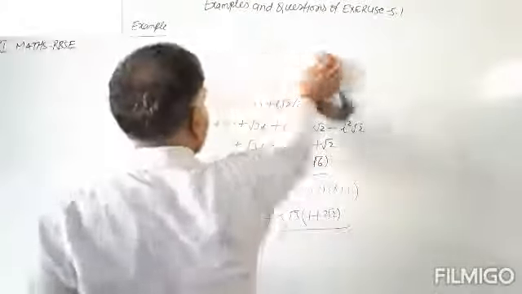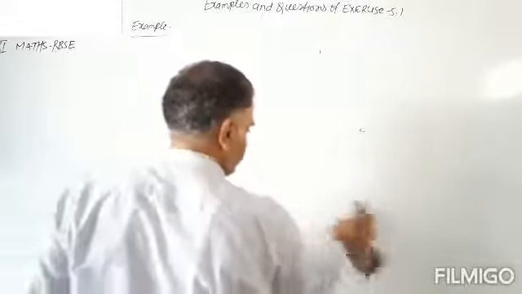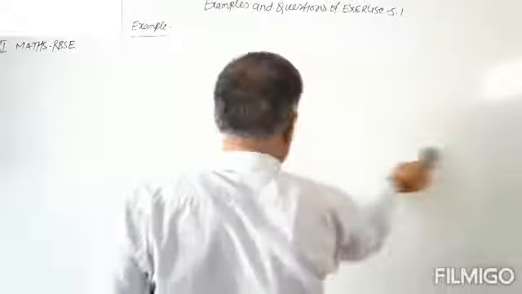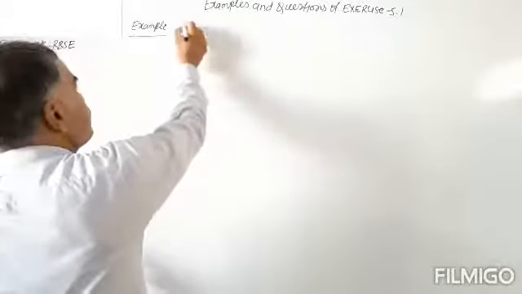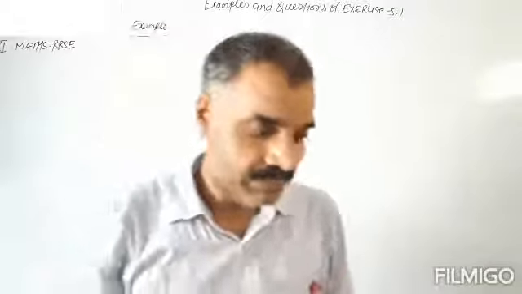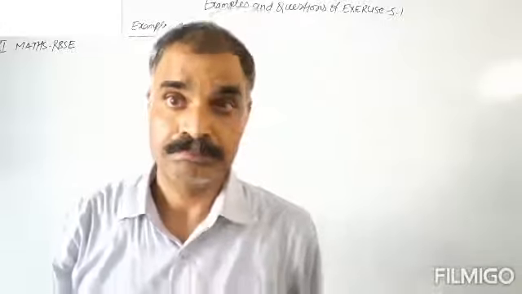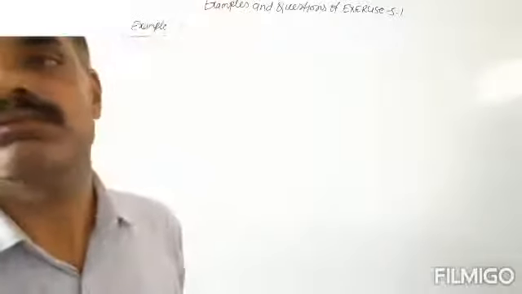Now taking example number 5. We are solving the examples of exercise 5.1. Example number 5 is: find the multiplicative inverse of 2 minus 3 iota.